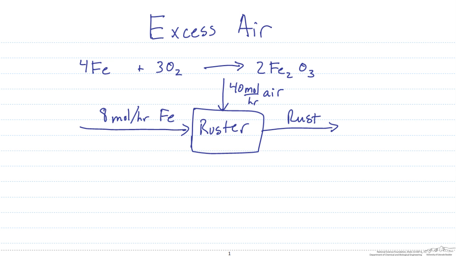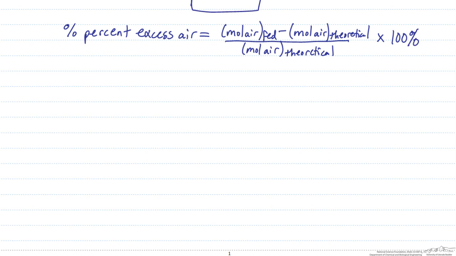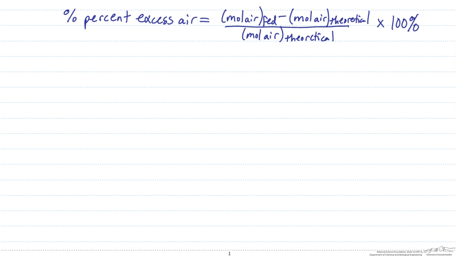The main equation that we're going to need is the equation for percent excess air. This is defined as the moles of air fed to the system minus the moles of air theoretical, divided by the moles of air theoretical, times 100%. In order to solve this system, we need to determine what the moles of theoretical air are coming into the system. So let's start out by first finding the theoretical oxygen.